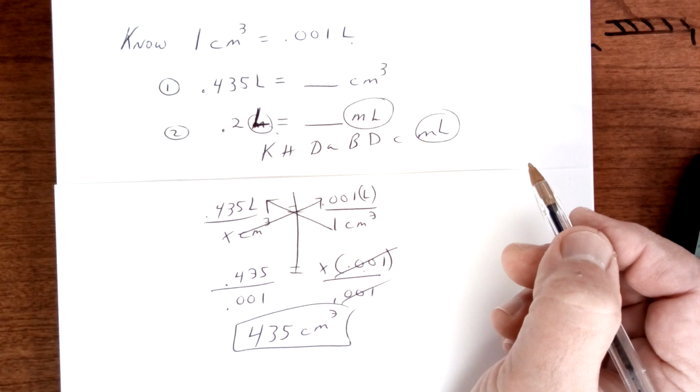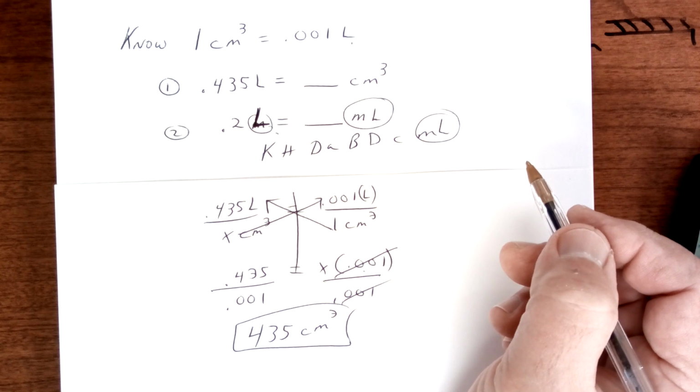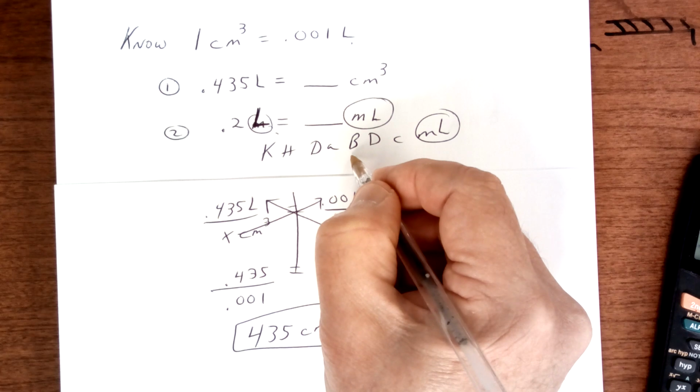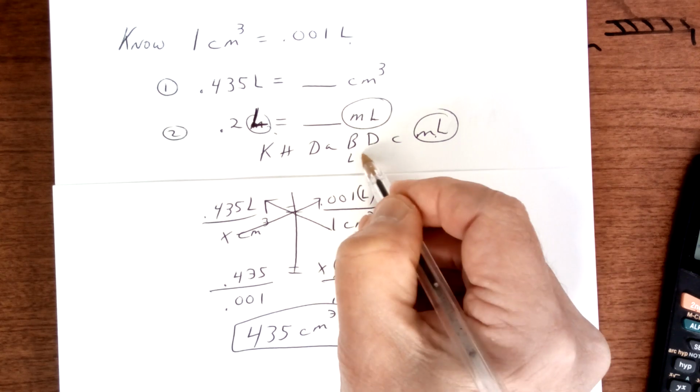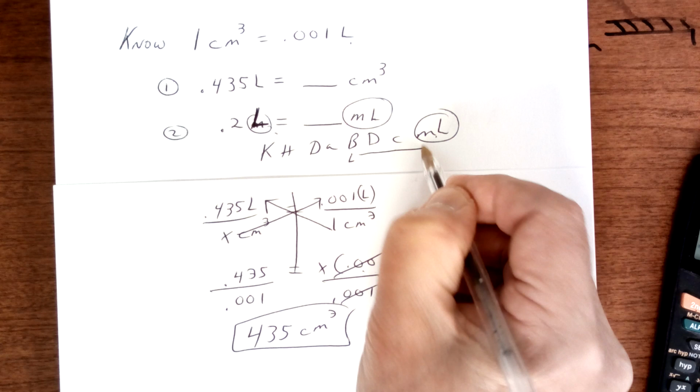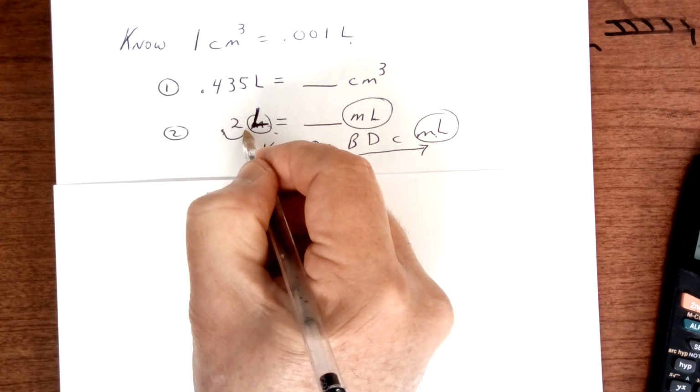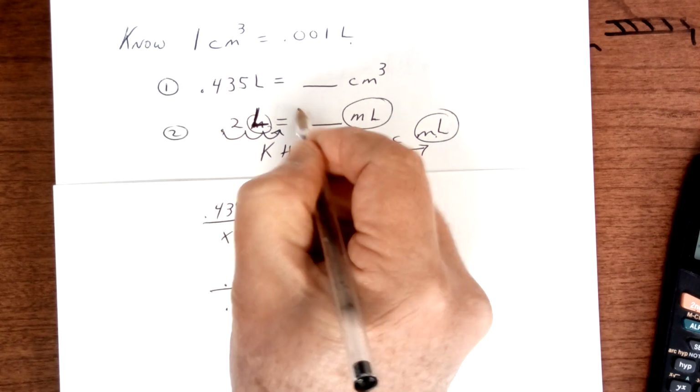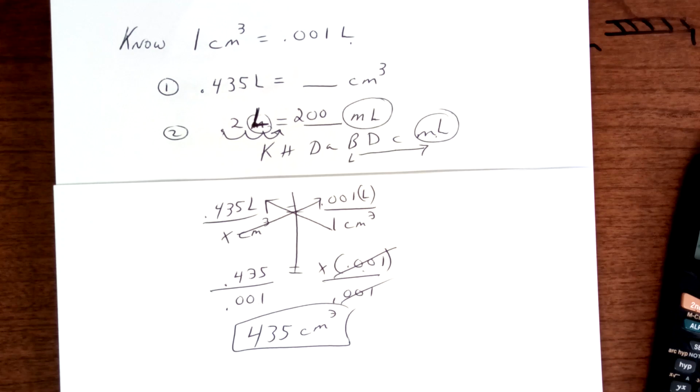Okay, anyhow, to work this one, you're at liters, which is a base. And you're going here. So you're going to go 1, 2, 3 places to the right. 1, 2, 3. So you're going to add 2 zeros, and you're done. All right, let's move on.